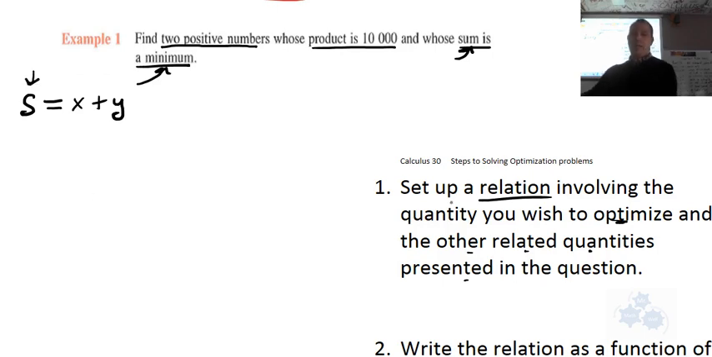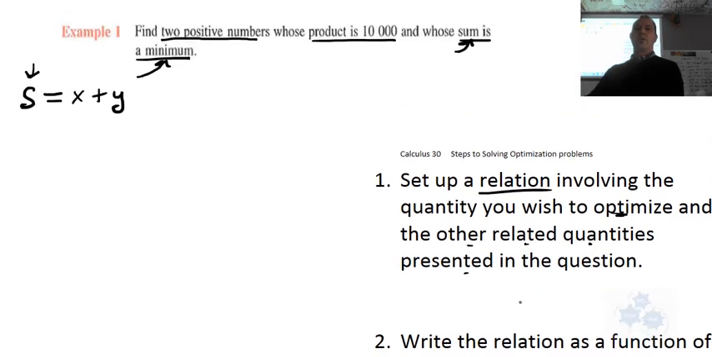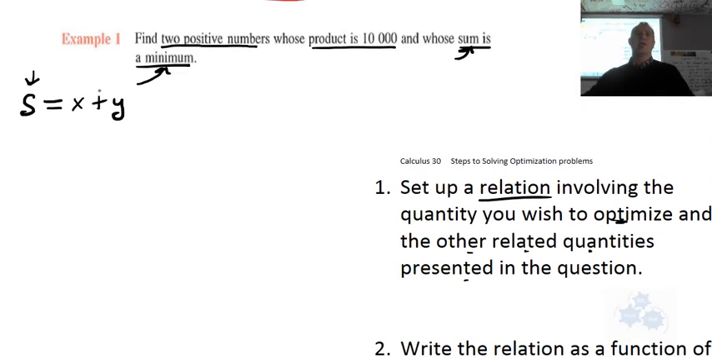The second step here is we want to write this relation as a function of one variable, and this is where we use the extra information in the problem. And so how do we know what numbers I can make here? Well, for a minimum sum, what are the two smallest numbers you can think of? No, it has to be numbers that also have a product of 10,000. So over here you would say, well, we also know, and this is part of the restriction in this question, that x times y has to equal 10,000.